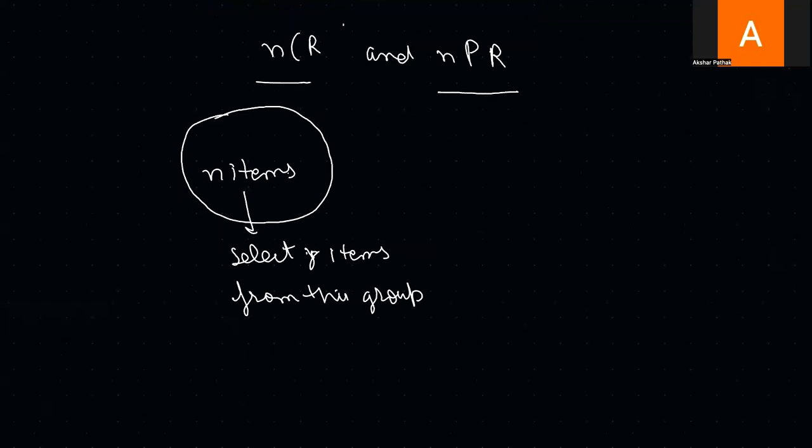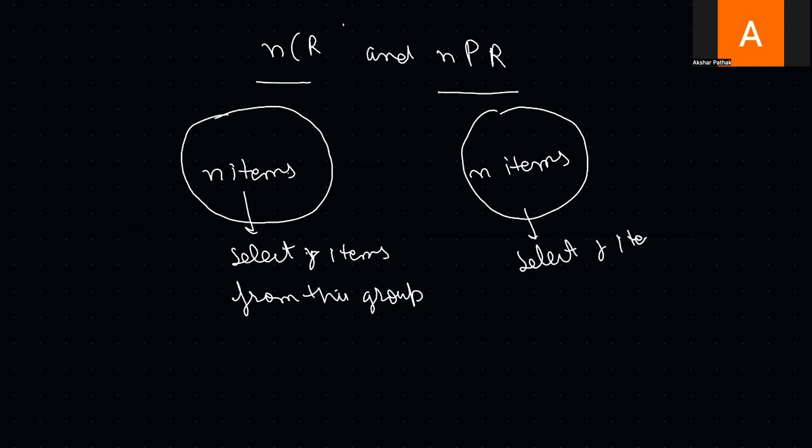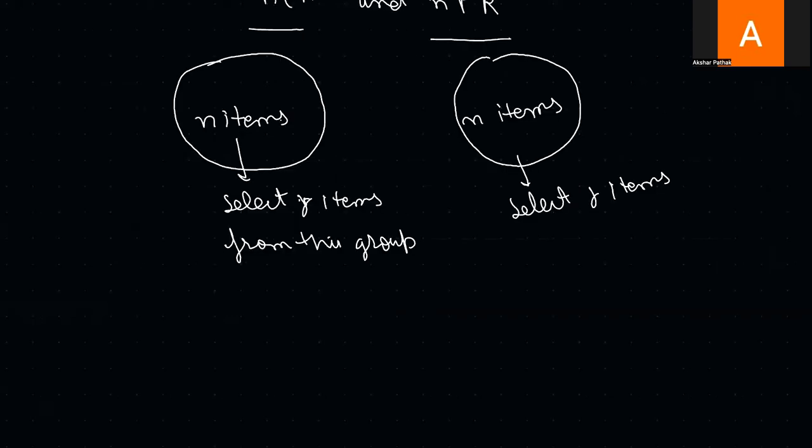And what is nPr? The same example. You are given n items. You have to select r items. But in this case, after selecting those r items, you will also arrange those items. Okay. Arrangement is valid in this case. And in the nCr case, arrangement is not valid.